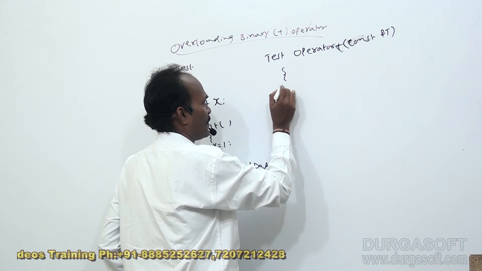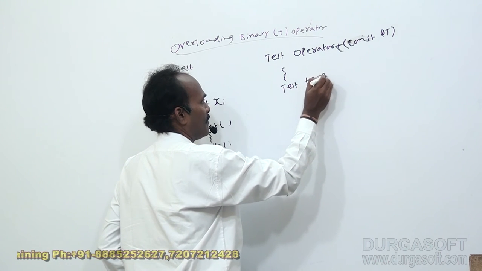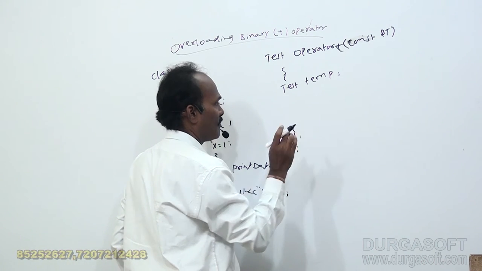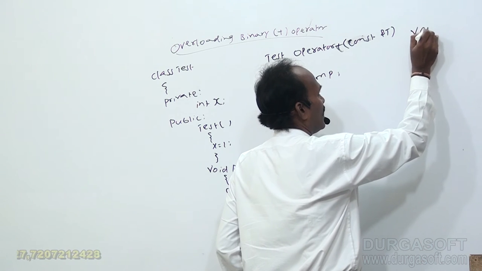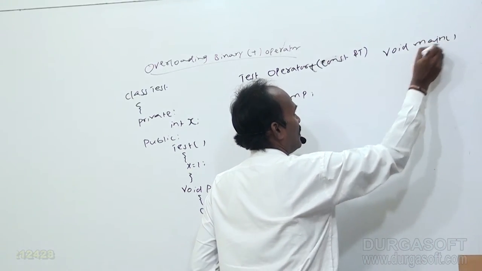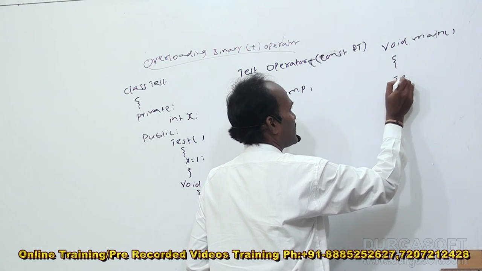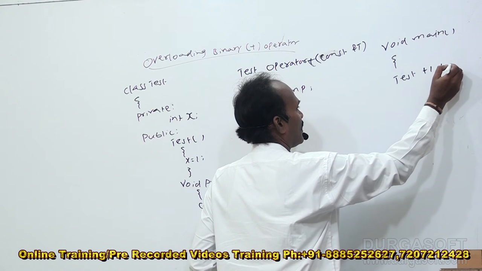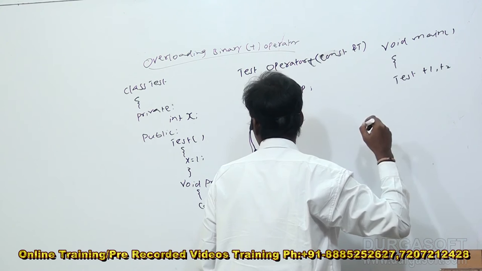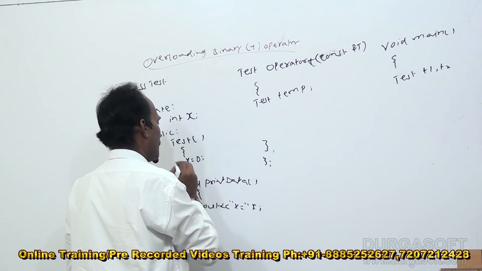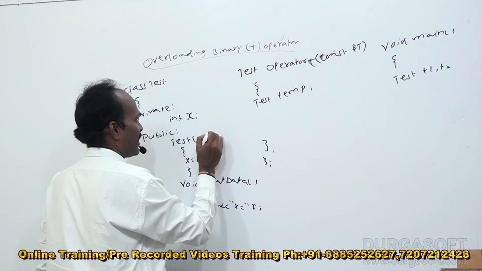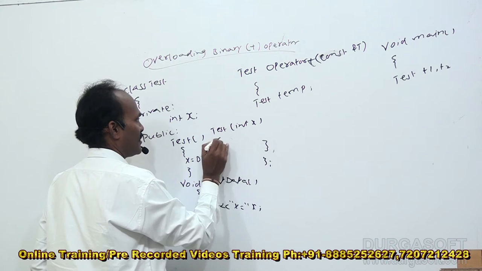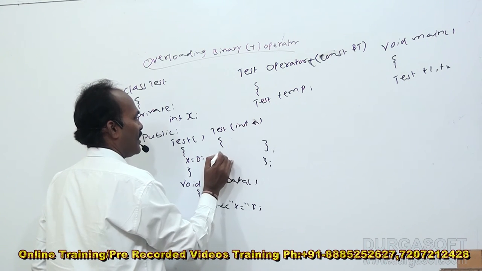You will create one temporary object of Test type, temp. How to write the code I will show; just two more lines are required. I will write that after explaining the main function. Void main, within this I will create objects Test T1, T2 and T3. Along with this I will write one more constructor that takes one integer argument, integer a, and x equal to a.